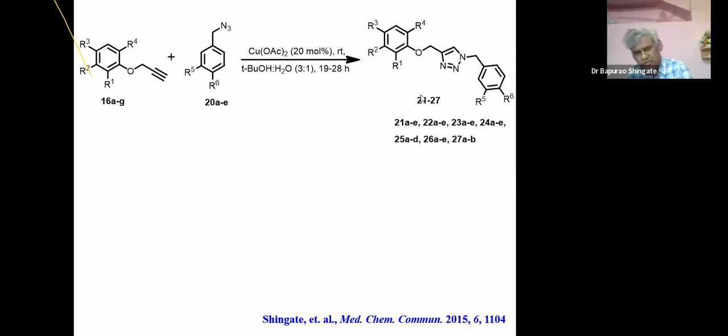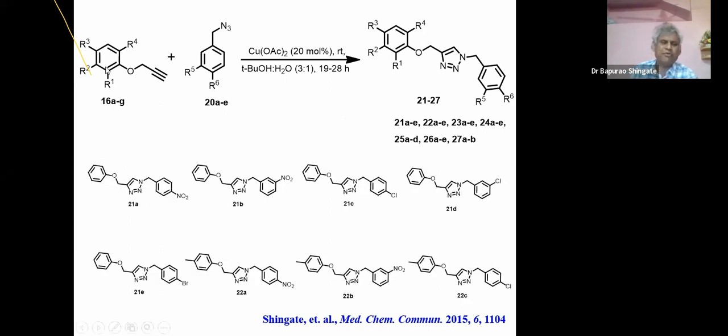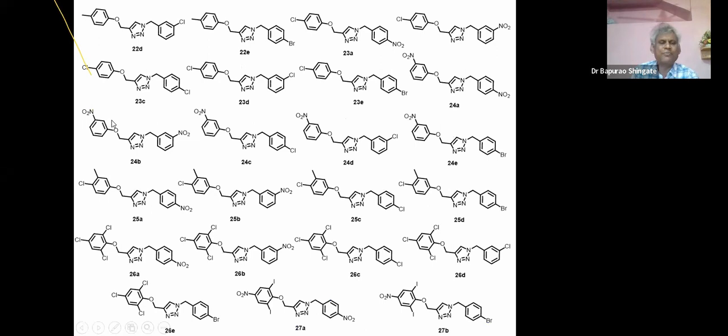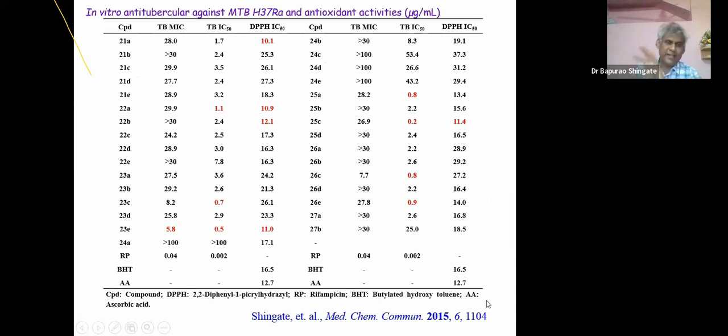See the structures of all these compounds here, having substitution on the phenolic side as well as substitution on the benzyl azide side. These are the different kinds of substitution on the benzyl azide side, that is chloro and nitro groups. On the phenolic side, nitro and chloro are there, as well as iodo, and on the benzyl azide side, a bromo group is also there.